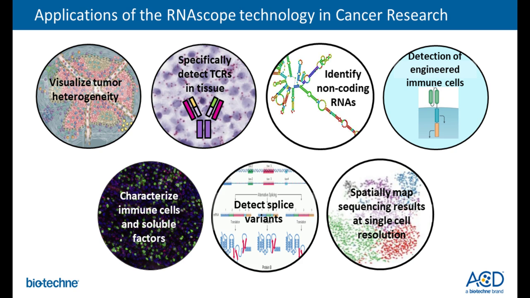Next is to identify non-coding RNAs, again, an important family of regulatory RNAs that are non-coding but can influence cancer growth and progression. To spatially map sequencing data, which includes validation of high throughput data like single cell RNA sequencing and visualizing and validating those data in a morphological context. And finally, to detect engineered immune cells, such as CAR T cell therapies.